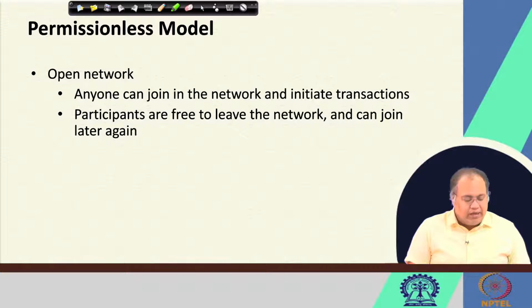To start with, let us have a brief recap of our idea about this permissionless model. The permissionless model broadly works on an open network. What do we mean by an open network? An open network is basically a network where anyone can join and initiate transactions. The ideal example of an open network is the cryptocurrency network. In the context of the cryptocurrency network, we have seen earlier that anyone should be able to join the Bitcoin network and initiate a transaction in it, and for that you should not need any kind of pre-authentication or pre-authorization.